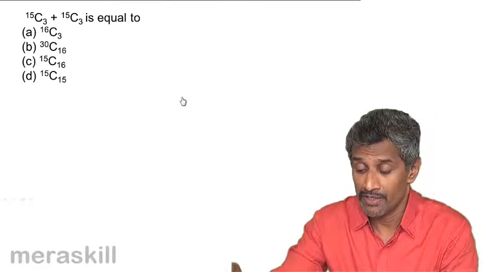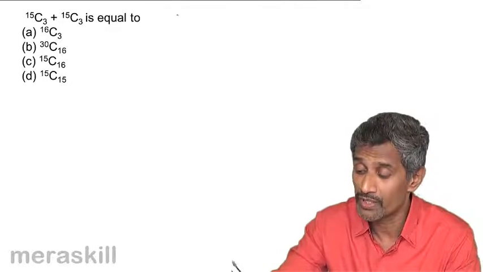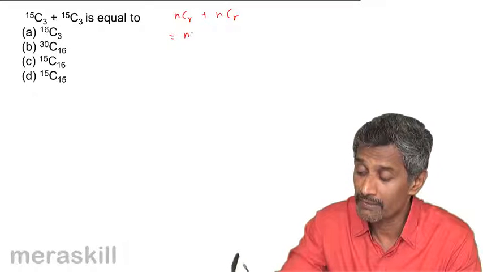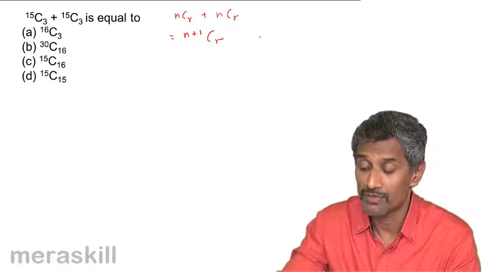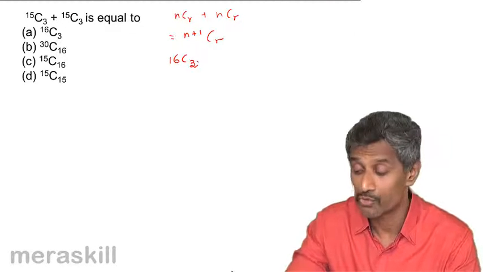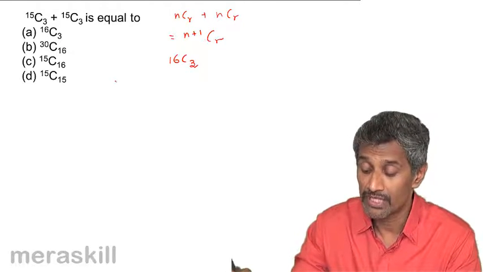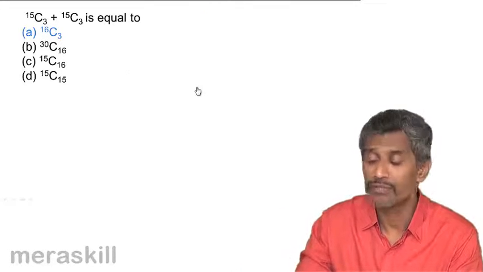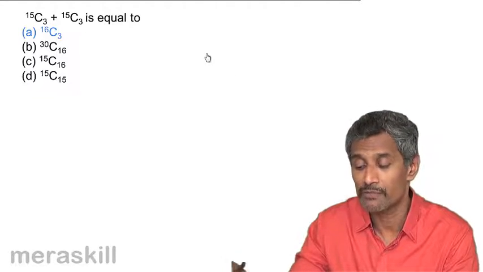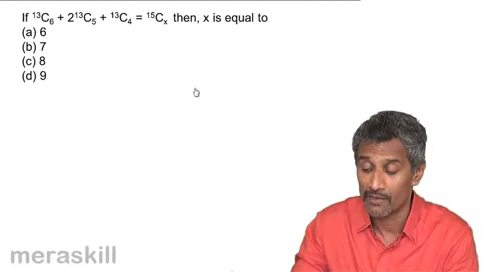Okay. Now, we have 15C3 plus 15C3 is equal to what? So here it is nCr plus nCr, which can be written as (n plus 1)Cr. So in that case, it is going to be 15 plus 1, 16C3. So among these, it's going to be 16C3. Yes, and we do have it. We're using the same formula, nCr plus nC(r plus 1) is (n plus 1)C(r plus 1). But here both the r's are equal, so that itself can be taken as the common value of r.